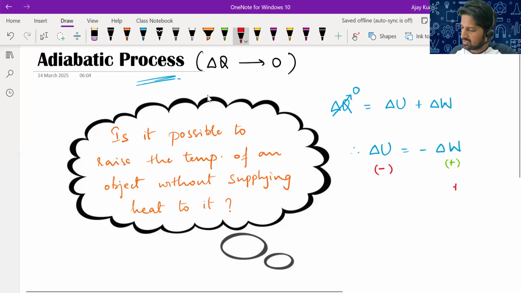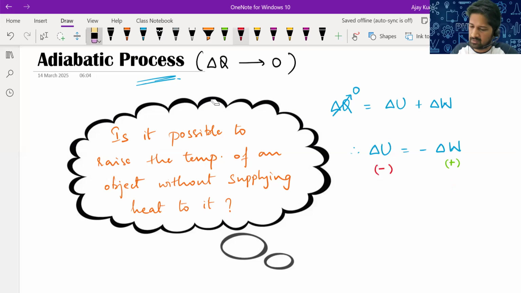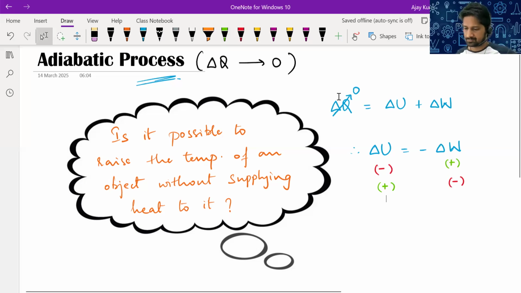Suppose work is being done on the gas, which means delta W is negative. Work done by the gas is negative, then the change in internal energy will be positive. If work is done on the gas, work done by the gas will be negative. And if work is done on the gas, we are supplying energy to the gas in the form of work that gets stored as internal energy. So in an adiabatic process, work to internal energy or internal energy to work conversion is what happens.